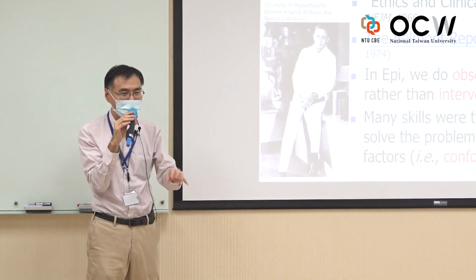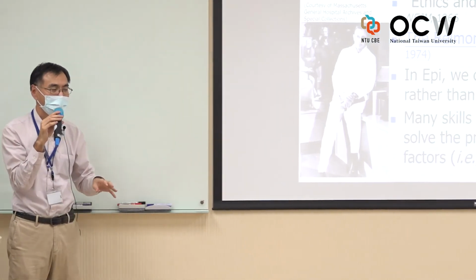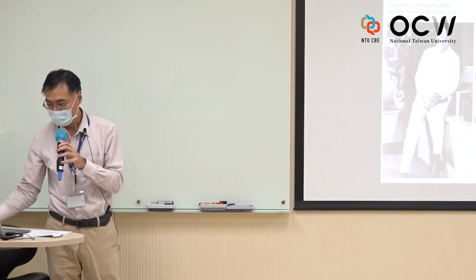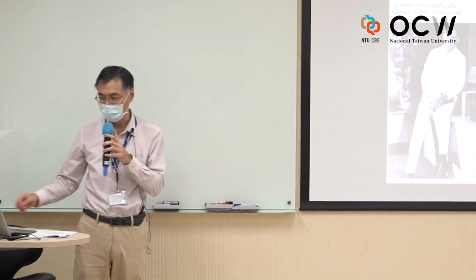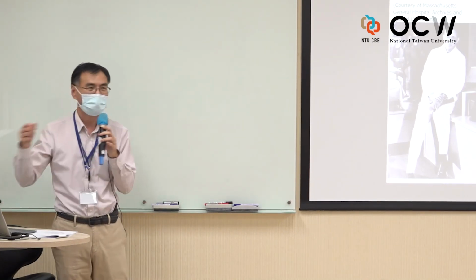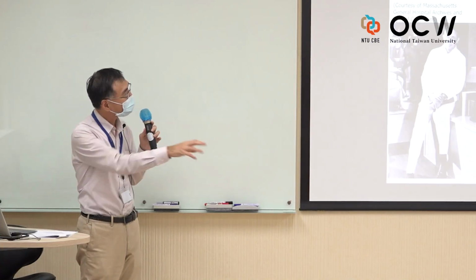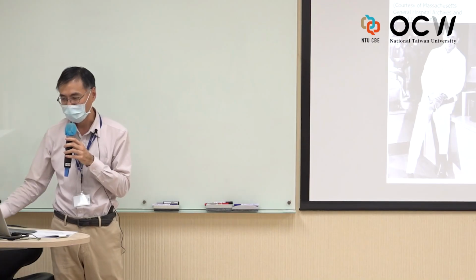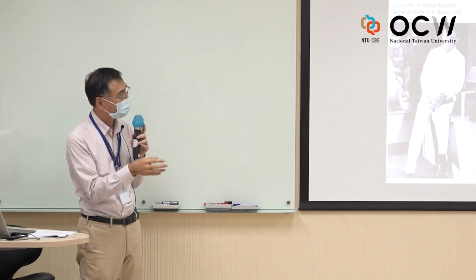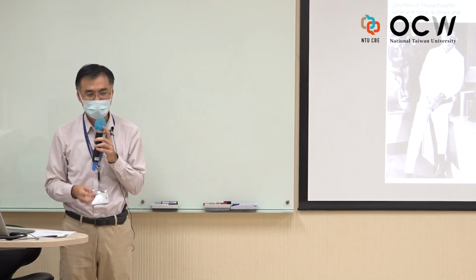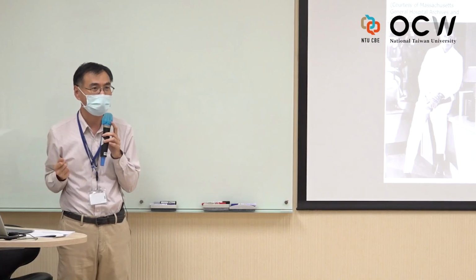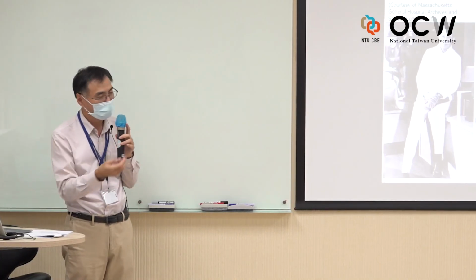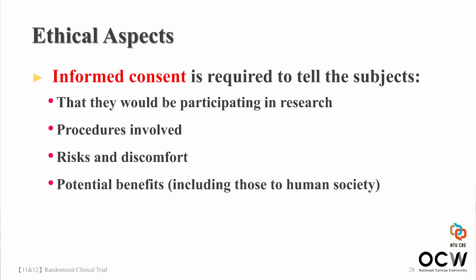We could assign the exposure randomly. Then the consideration about confounding could be minimized because of that. So it's kind of push and pull again. I call it the dilemma. We have to take care of the people's health and their benefit, and also we have to take care of the scientific structure of the research, right? So it's a dilemma. That's the part of today's lecture on the ethical aspects.